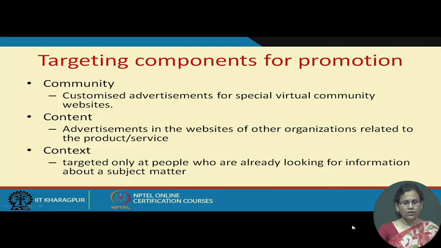So, next is the context. In case of context, you target only those people who are already looking for information about a subject matter. Now, this kind of context oriented advertisement has become very easy on the web, because you can actually track the customer's activities, browsing behavior, implicitly without his knowledge.